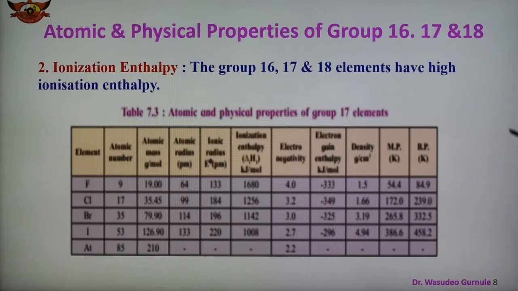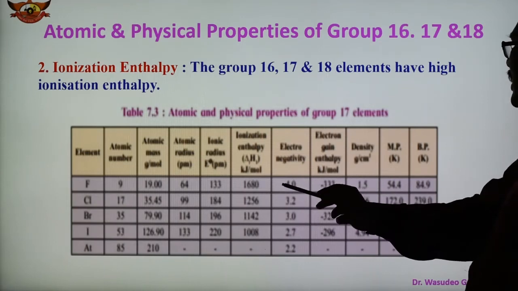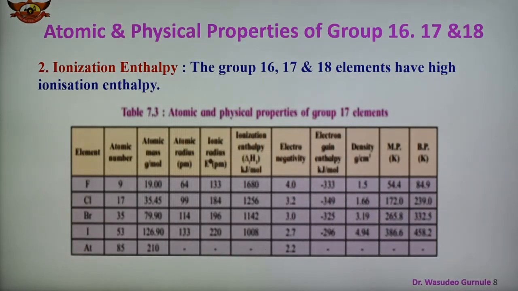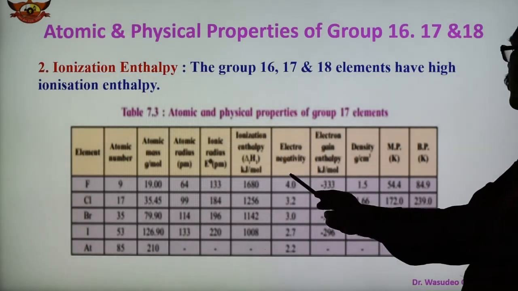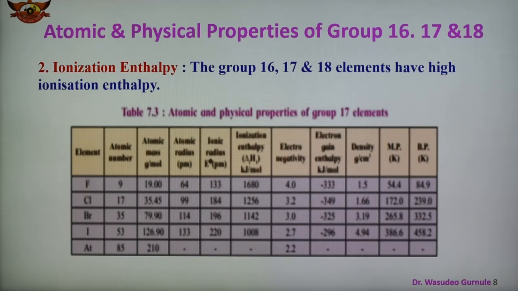In case of group number 17 also, the electronegativity value decreases. Fluorine is the strongest electronegative element in all the elements in the periodic table, and its electronegativity value is 4. So 4, 3.2, 3, 2.0, 2.2. In case of halogens, only one electron is short to complete the stable configuration, and fluorine is the element which has the highest value of electronegativity. So it is the most electronegative element in the periodic table, and in group number 17 the electronegativity value decreases down the group.